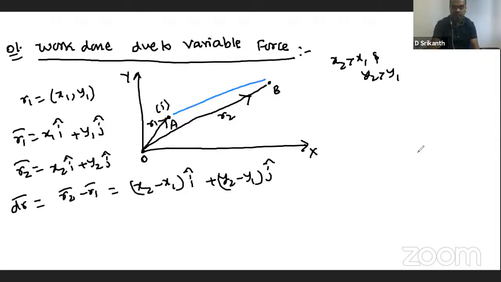So dr bar is equal to x2 minus x1, that is dx, and y2 minus y1 I can write as dy j cap.